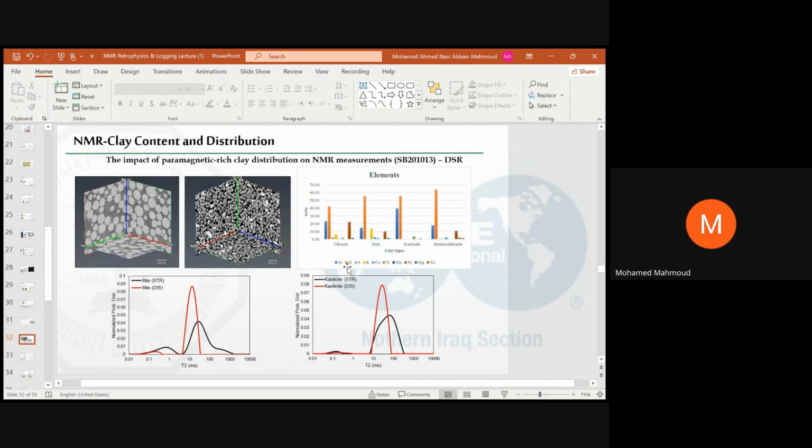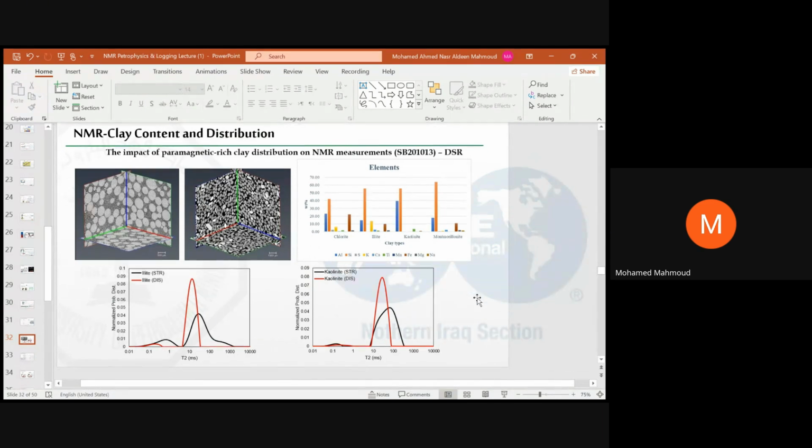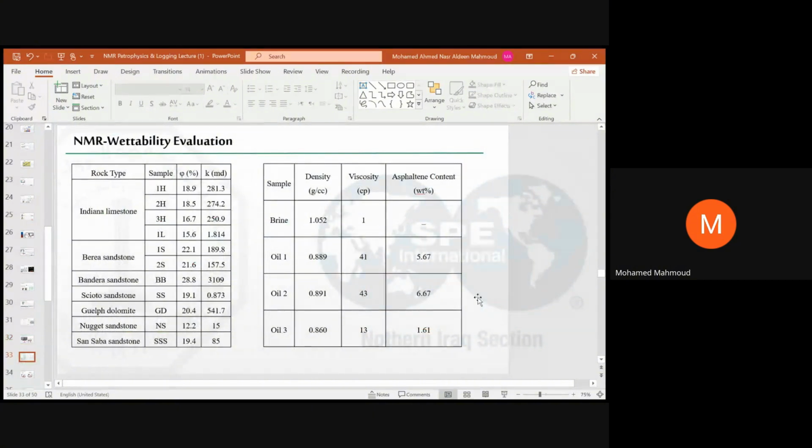Also, we can get the clay distribution, for example, kaolinite, illite. NMR is very sensitive to clay minerals, and so we can get this from NMR.